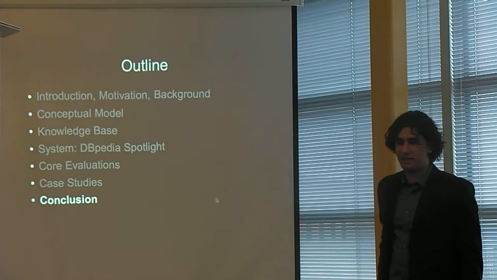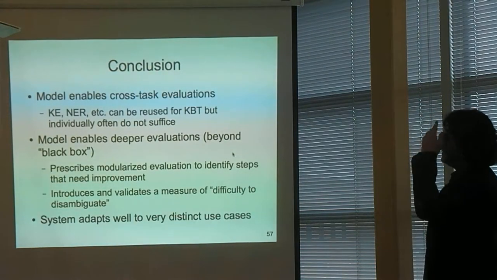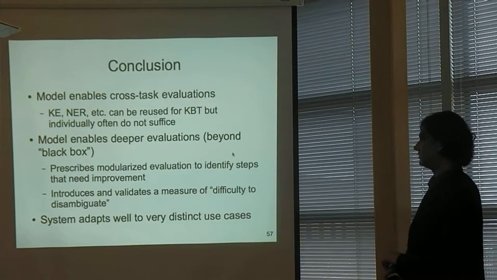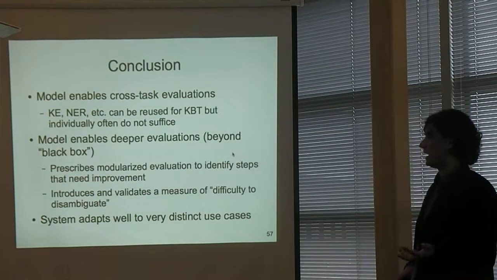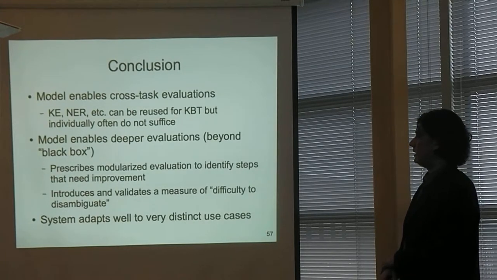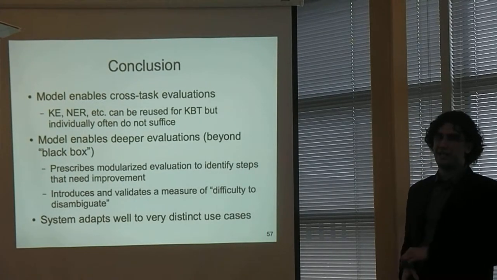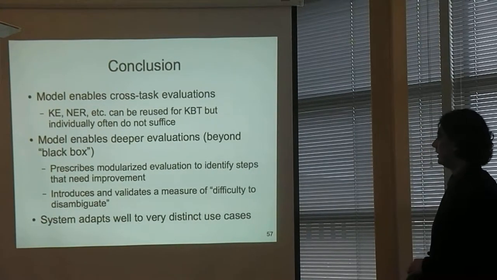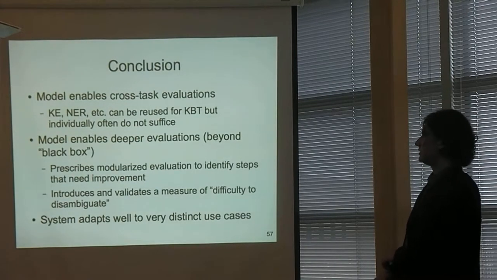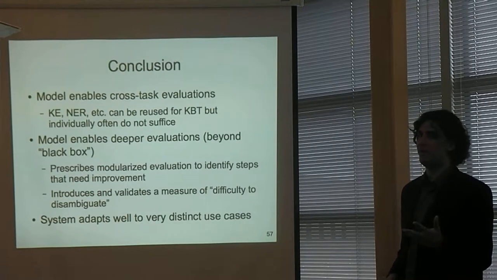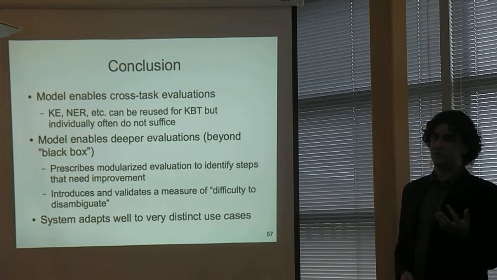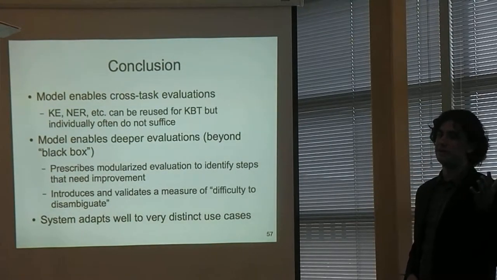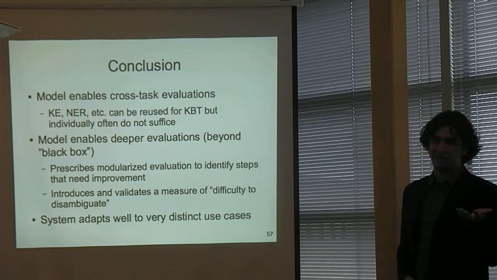So, the moment everybody waited for, the conclusion. We created a knowledge-based tagging model that enables cross-task evaluation, so we can look at key phrase extraction and named entity recognition. Those can certainly be reused for knowledge-based tagging as they provide part of what's needed there, but individually they are not enough. Our model also enables us to do deeper evaluations of systems that are black boxes. For example, with the Semantic and Yahoo content analysis platforms, which we don't know how they were made, we can see the kinds of examples that they seem to have more trouble with.